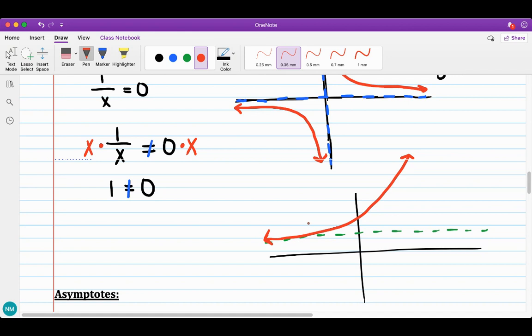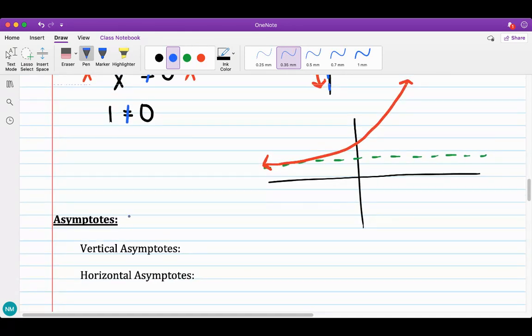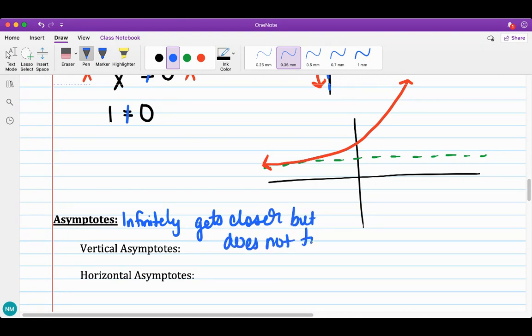So what we know about asymptotes, and we've defined this, is it infinitely gets closer, but does not touch.